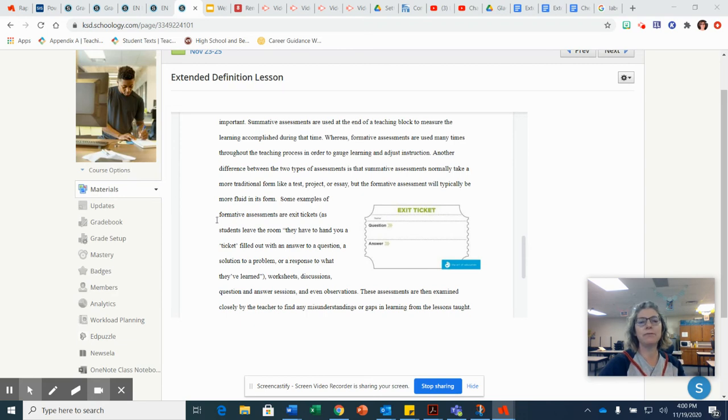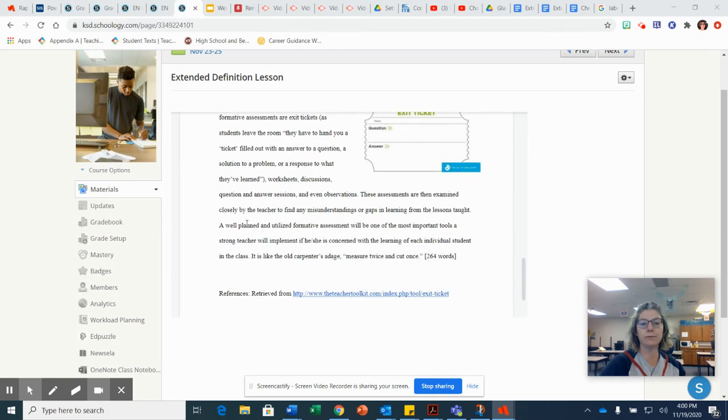Some examples of formative assessments are exit tickets. As students leave the room, they have to hand you a ticket filled out with an answer to a question, a solution to a problem, or a response to what they've learned. Worksheets, discussions, question and answer sessions, and even observations. So here we're giving examples of what is a formative assessment.